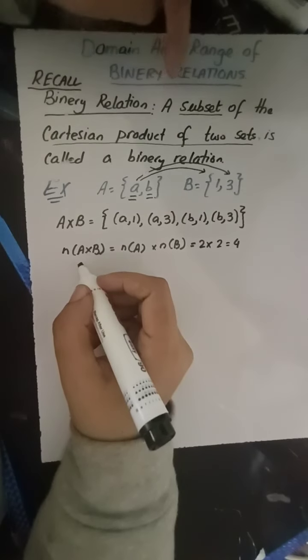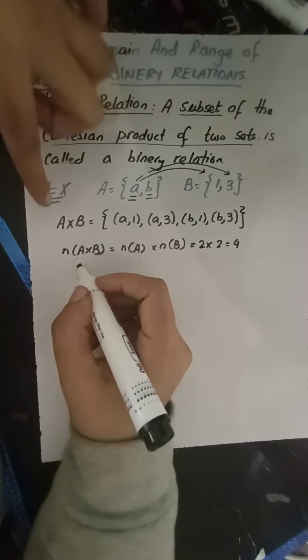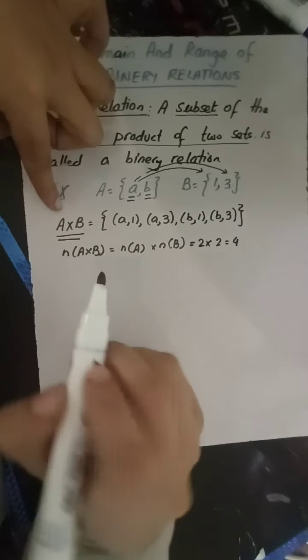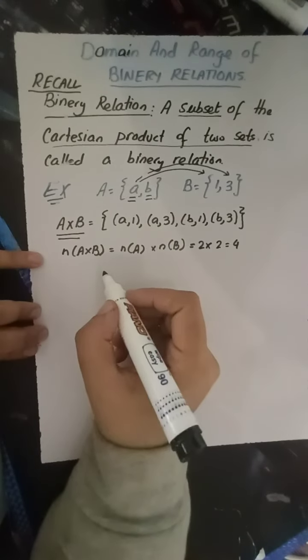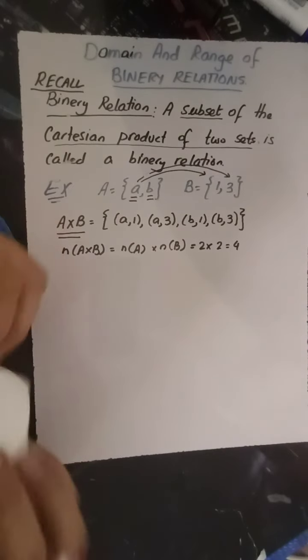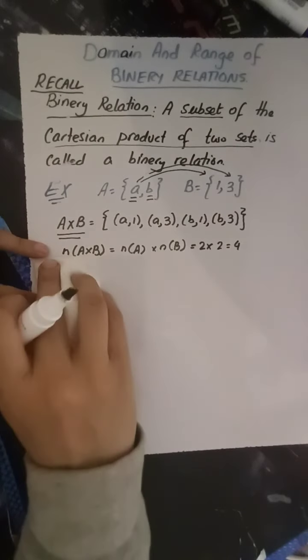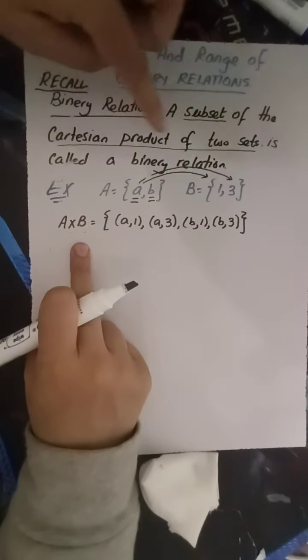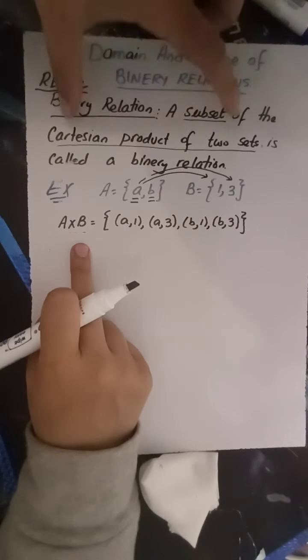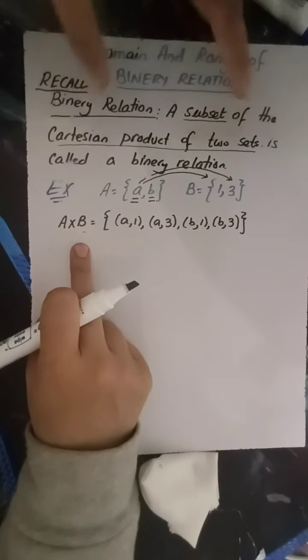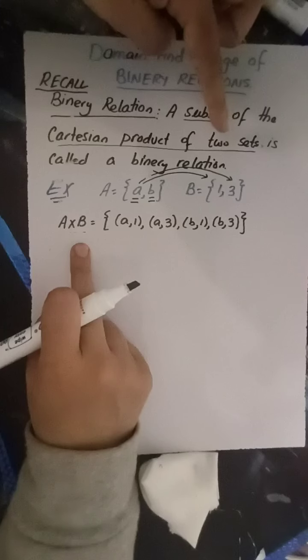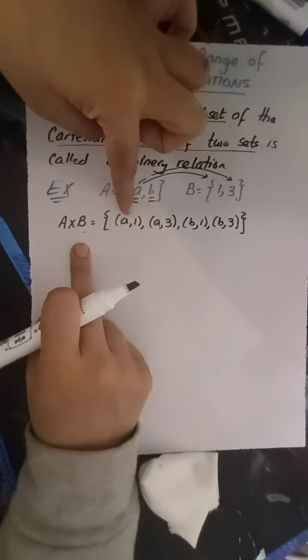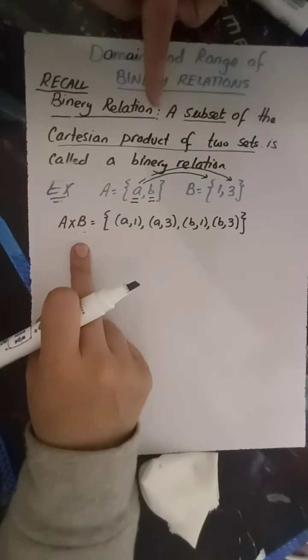Binary relation is a subset of the Cartesian product. This is the Cartesian product. We have found the Cartesian product, and now we are going to make its subsets, and those subsets will be called the binary relations. So we have taken two sets and made the Cartesian product of the two sets. Now subsets of this set will be called the binary relations.